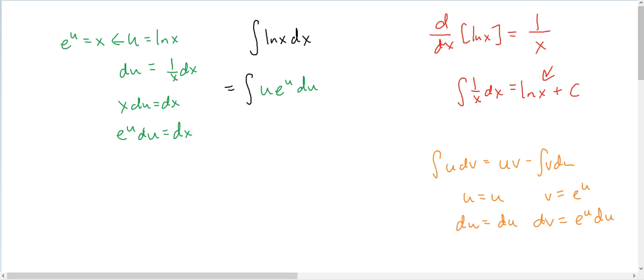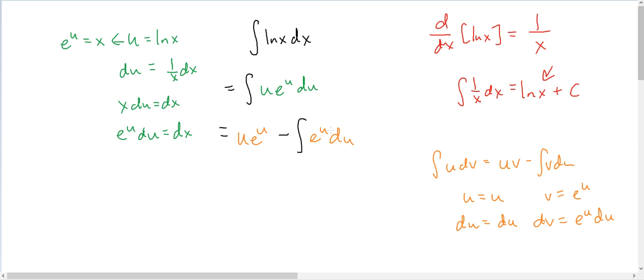Now I'm going to use the integration by parts formula to substitute in. So we know that by integration by parts, this is going to be equal to u times v. So our u stays the same, so we still have a u. U times v, our v is now e to the u, minus the integral of v du. So our v is going to be e to the u, and our du is just du. So now we've changed the integral of ln x to u e to the u minus the integral of e to the u du.